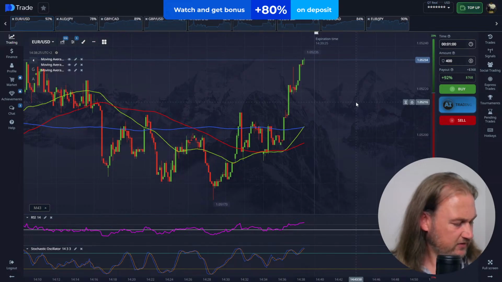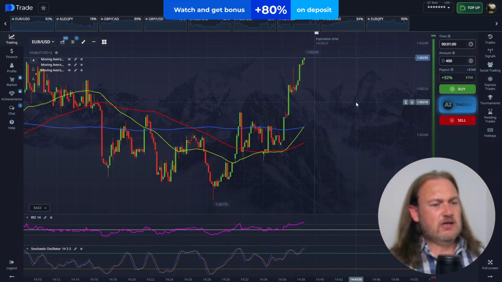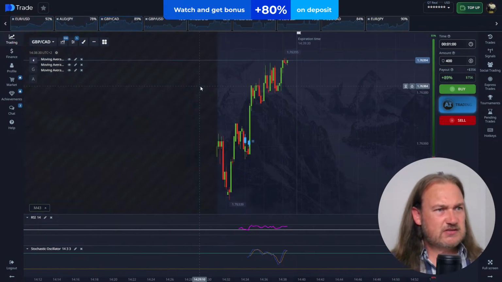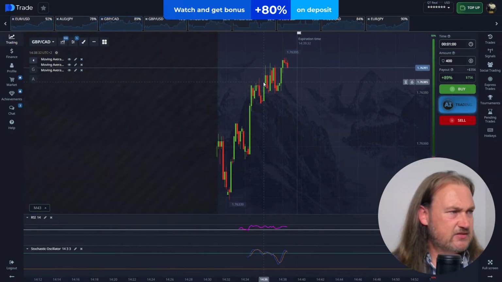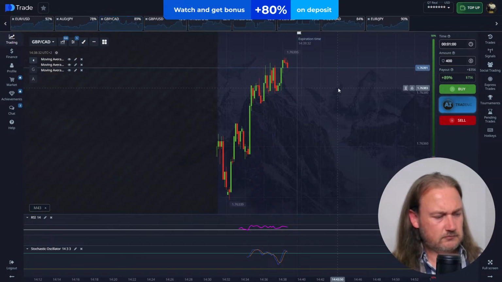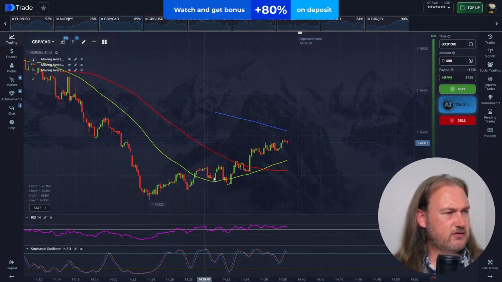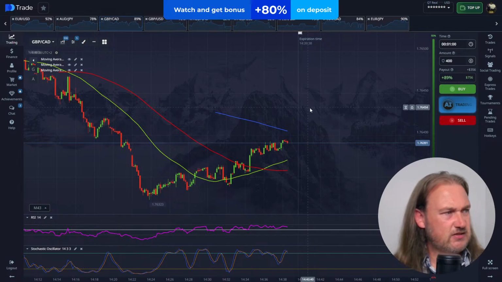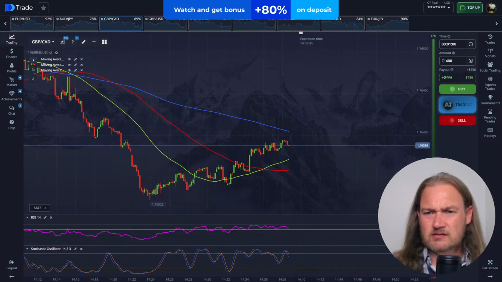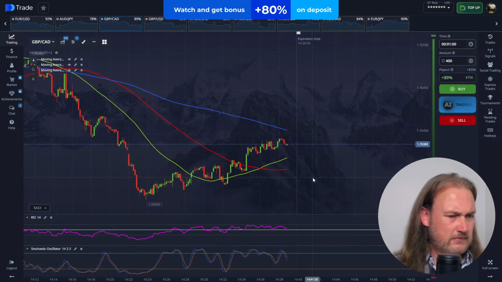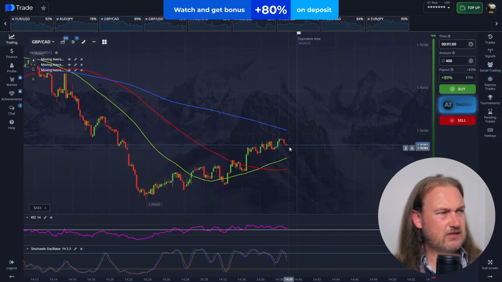We're going to be looking for entries. See if we can find some on some of the other assets. We might just jump back to some OTC charts as well. Let's see. Looks like it's the beginning of an upward trend here. We might get an entry on this.